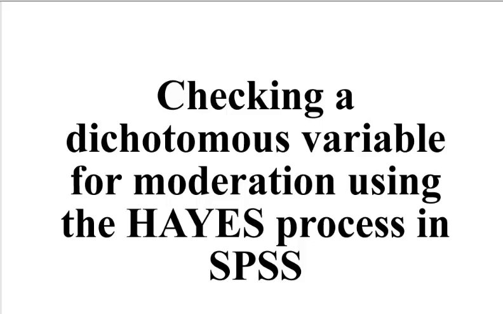Okay, in this video I'm going to show you how to use the new HAYES process in SPSS to determine if a dichotomous categorical variable is acting as a moderator between two continuous variables. Okay, let's look at the variables real quick.